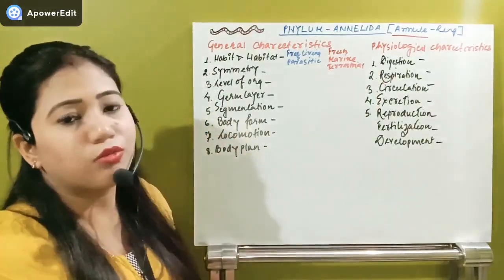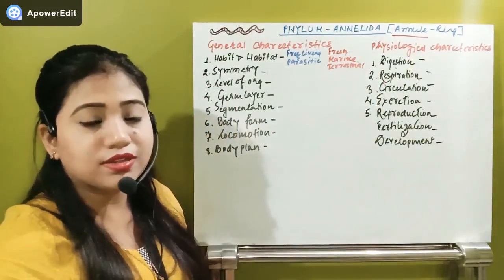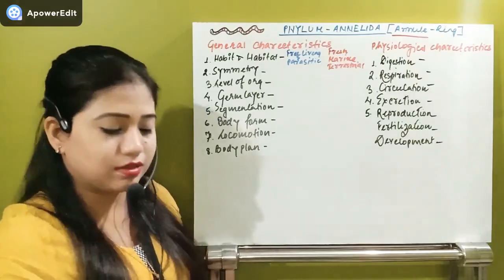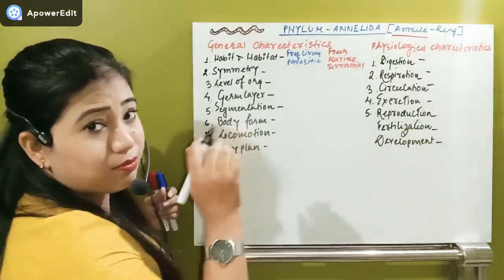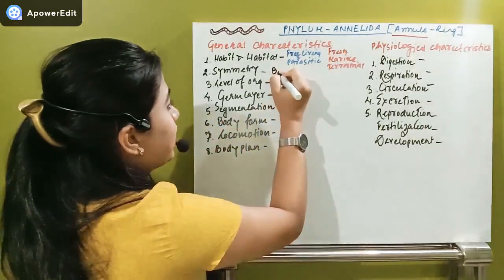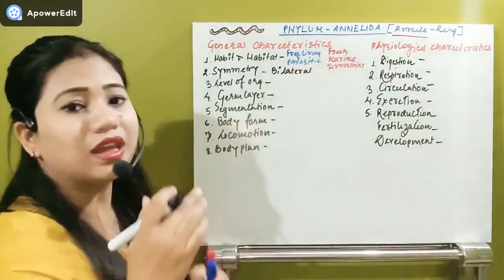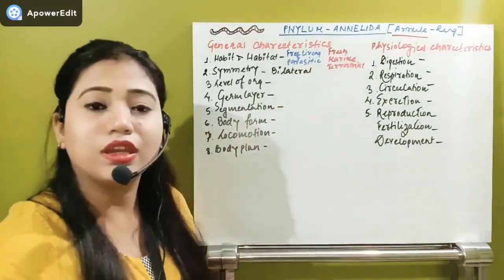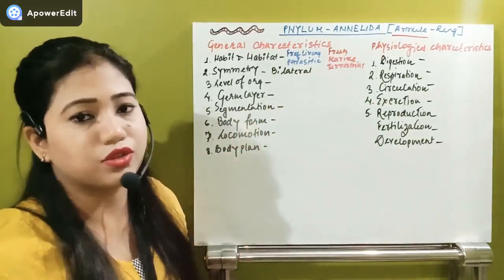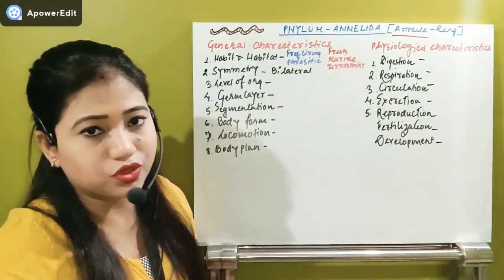Now come to the body symmetry. What is the body symmetry? All the organisms have what type of body symmetry? Bilateral. So this organism, both the larva and the adult, have bilateral symmetry without any exception.